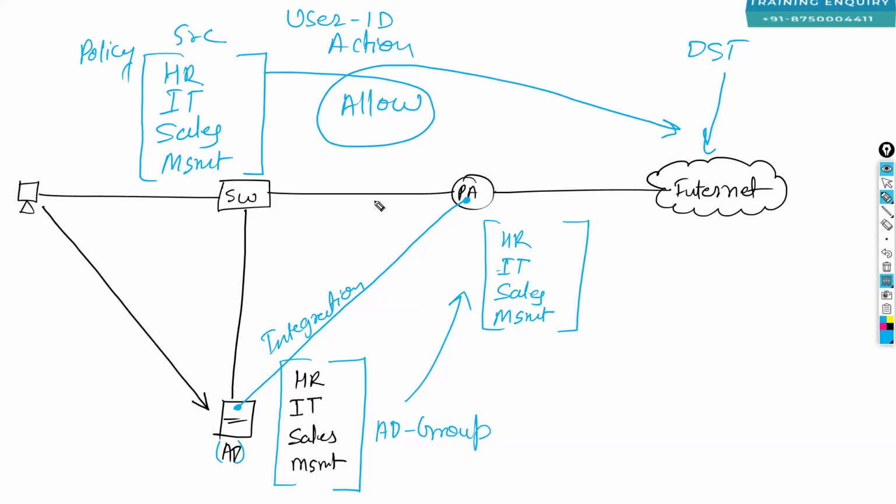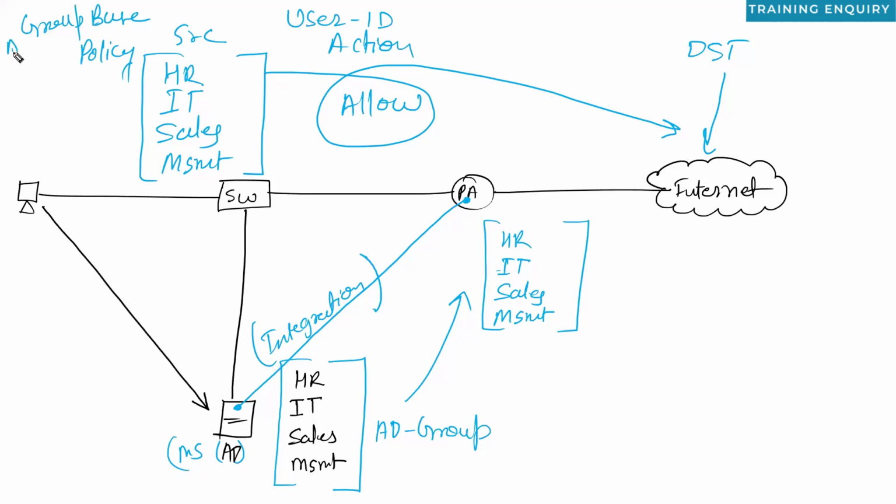So what we have done here: when we are doing Microsoft AD and Palo Alto integration, we can deploy group based policy. When we want to deploy AD group based policy on Palo Alto firewall, we integrate AD with Palo Alto. That is called User ID. So what we will get, first thing, we can deploy group based policy.